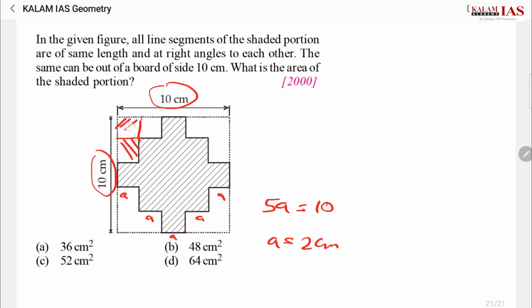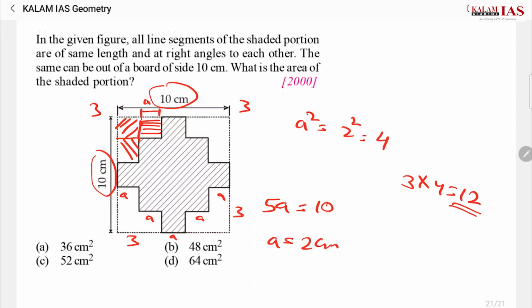If we can shade this, and this, and length of each square is of length A. So area of each square is A square, which is 2 square, 4. So each side has 3 such squares: 3 squares here, 3 squares here, 3 squares here, and 3 squares here. We have total 3 into 4, 12 such squares which are not shaded, and the total area is 10 cross 10.